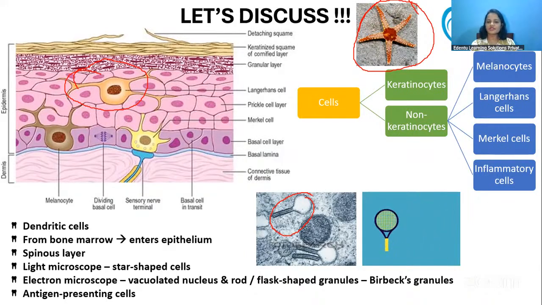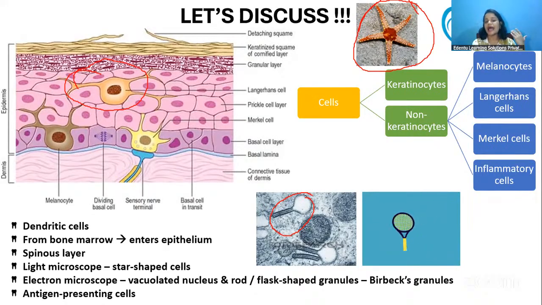The main function of these Langerhans cells: they originate from the bone marrow, then they travel through the blood and reach the epithelium, and in the epithelium they go and guard the spinous layer. In case of any attack by any foreign antigen, bacteria, virus, fungi or any particle, they are the first cells to identify it.